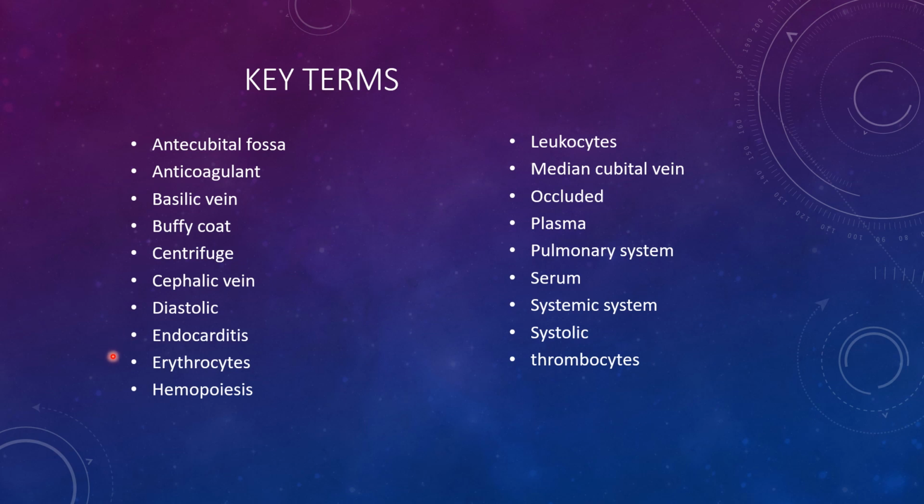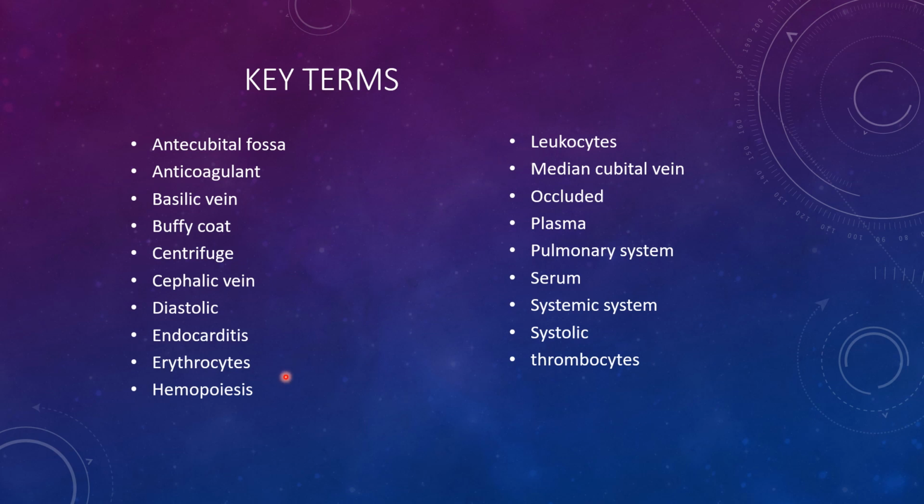Next one is your erythrocytes. When you say erythrocytes, these are classified as red blood cells. So the other term for your erythrocytes is your red blood cells. Next is hematopoiesis. Hematopoiesis is known as the formation or the production of your blood cells. Next one is your leukocytes. From the term itself, leukocytes is the other term for your white blood cells.